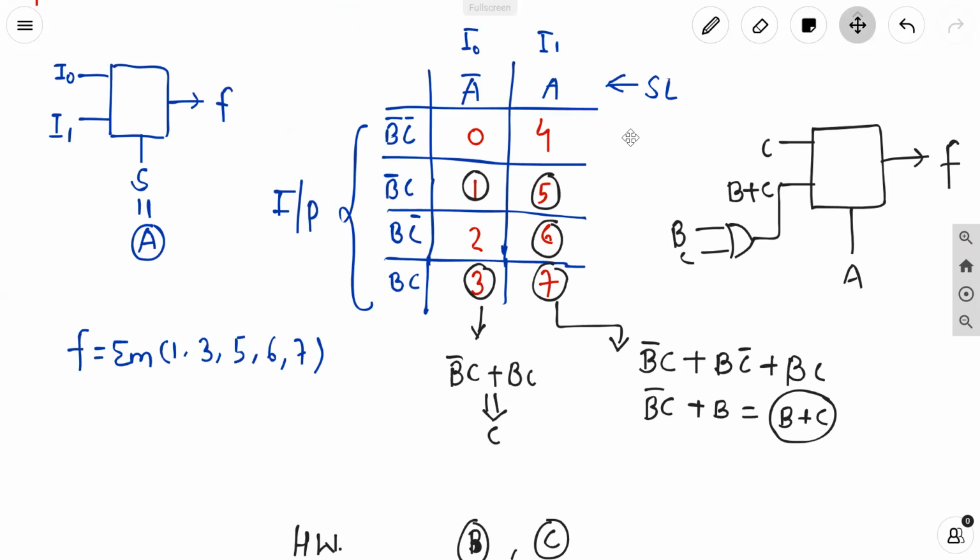We will see some more basic common functions. We will try to implement them using multiplexers.